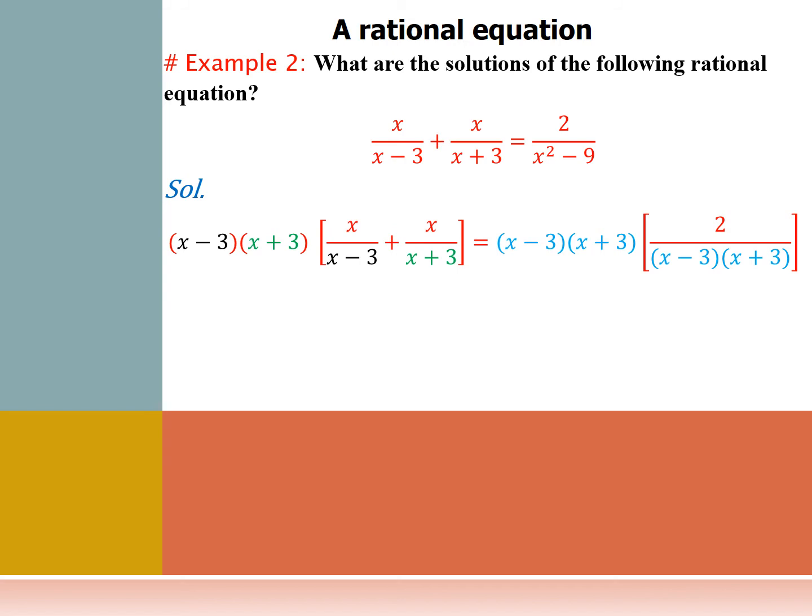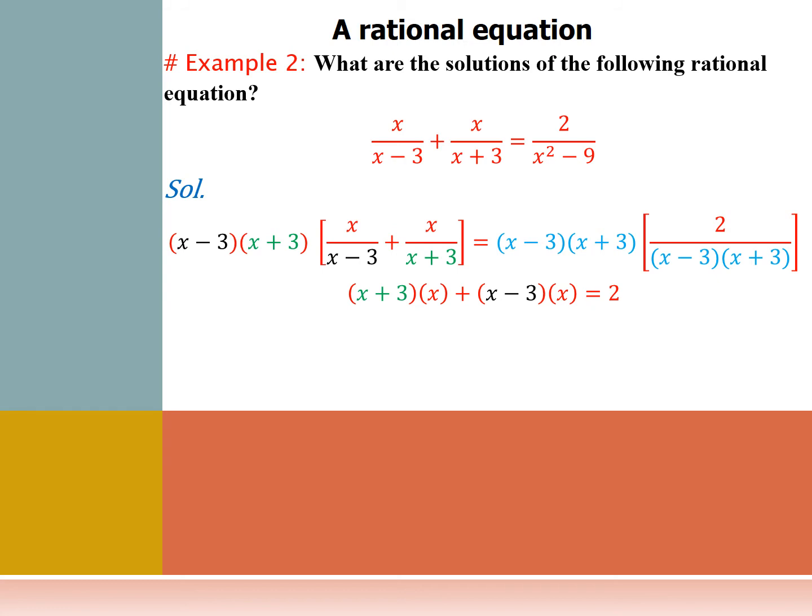Then for the first term of the equation, when we multiply by x minus 3 times x plus 3, we will get rid of x minus 3 and x plus 3 from the denominator. Then we will get x plus 3 times x plus x minus 3 times x. This is the first term. And for the second part of the equation, when we multiply the denominator by x minus 3 times x plus 3, we will get just 2 alone.